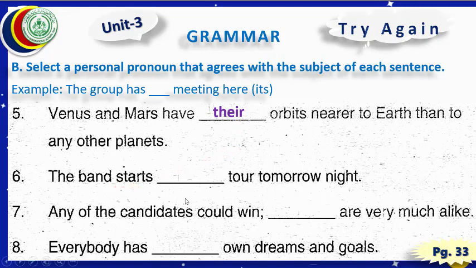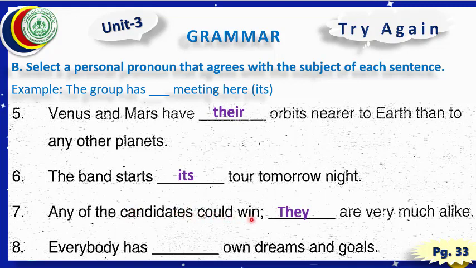The band starts its tour. Dear students, in a band there can be several people, but band by itself is a singular noun. This is a collective noun. In fact, this collective noun is used as a singular. That is why the verb will be singular here. That is already written. The band starts its tour. Let us move to part number 7.